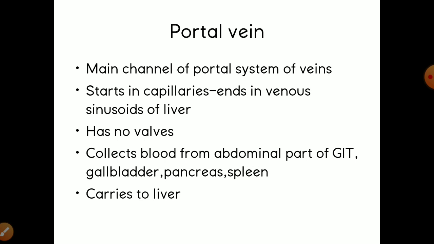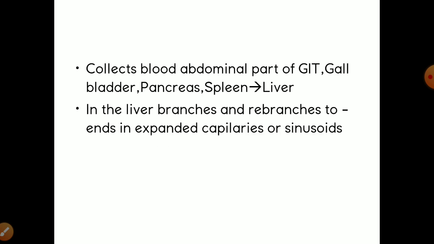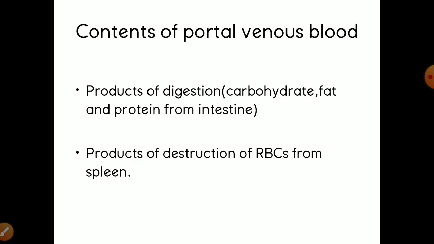In the liver, it branches and rebranches to end in expanded capillaries or sinusoids. From the sinusoids, the blood is collected by hepatic veins which drain into the inferior vena cava. The contents of portal venous blood are the products of digestion, that is, carbohydrate, fat and protein from intestine, and products of destruction of RBCs from spleen.